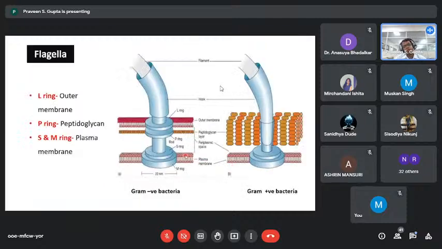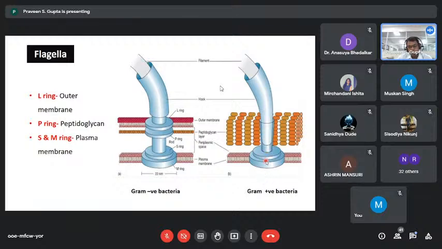Now come to the main core part, that is flagella. I'm just going to emphasize the major points that you should remember. Flagella are present in both gram-positive and gram-negative bacteria. But there is a difference in the structure of the flagella.